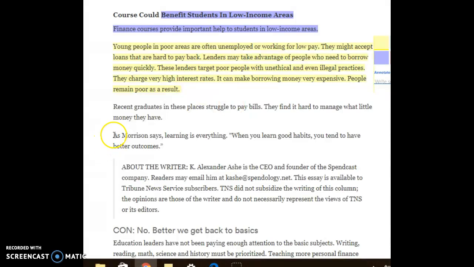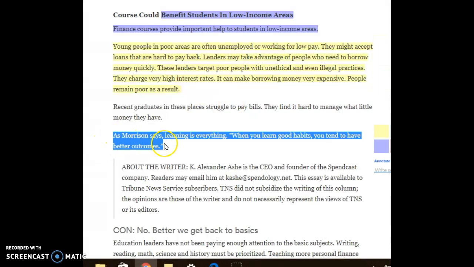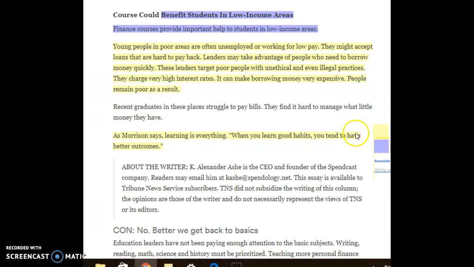Then she quotes that President Morrison again, which I'm going to highlight since she's quoting another source. Morrison makes a comment about learning. When you learn good habits, you tend to have better outcomes, which is a detail that explains how this could benefit students in low-income areas.